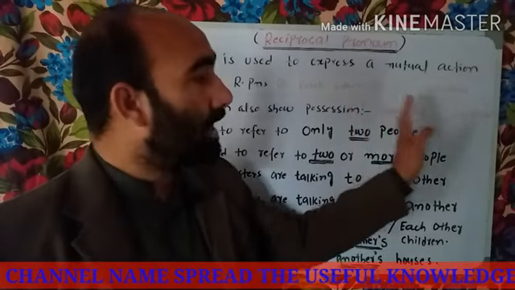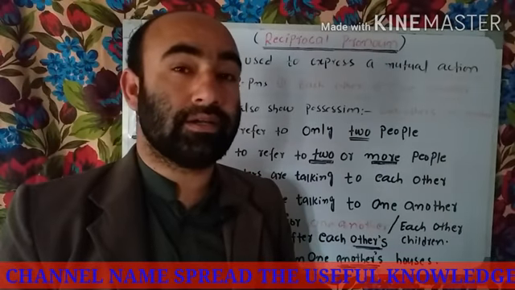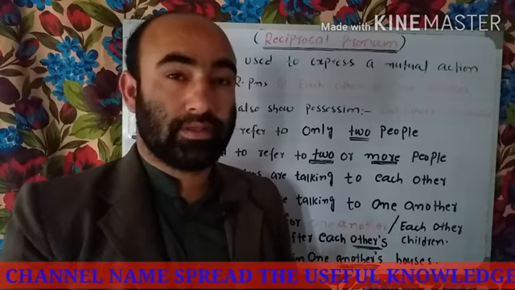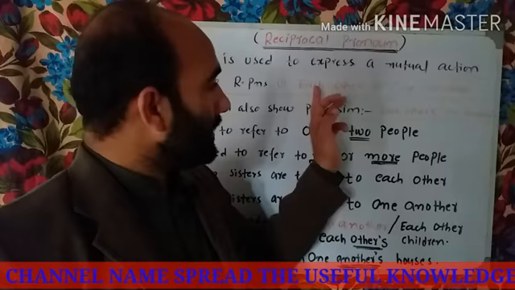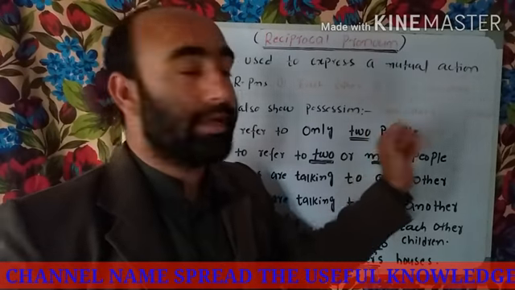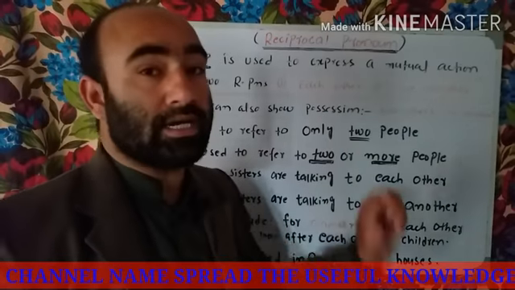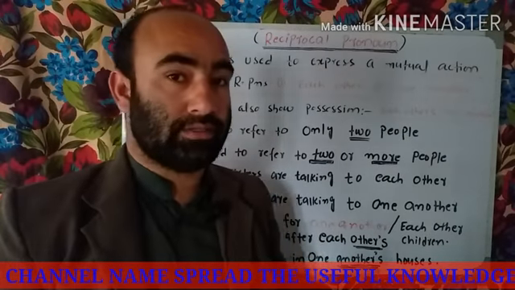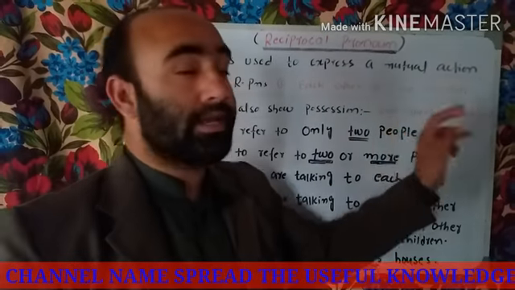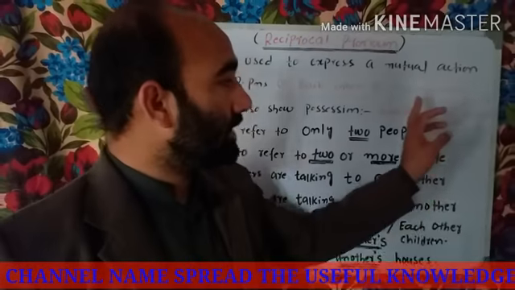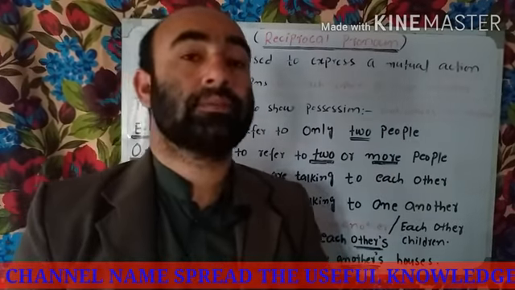Both each other and one another are considered singular. They do not represent a plural. You cannot say each others, not at all. There is no plural form of each other or one another. There is only one form of these two reciprocal pronouns.